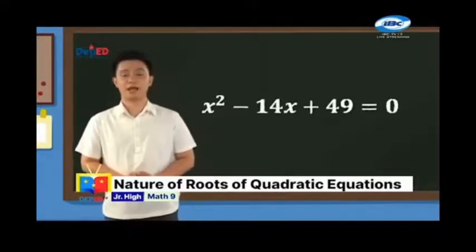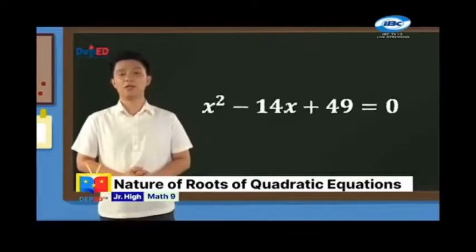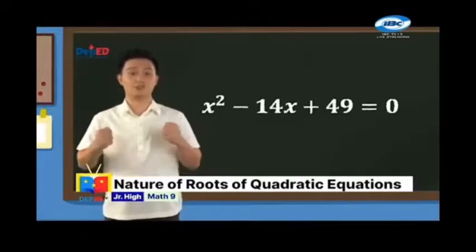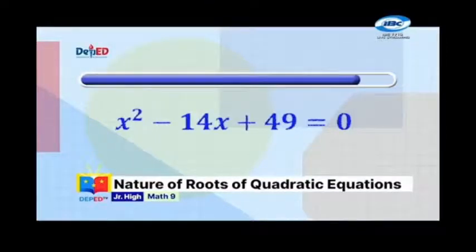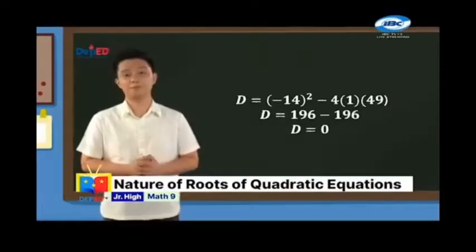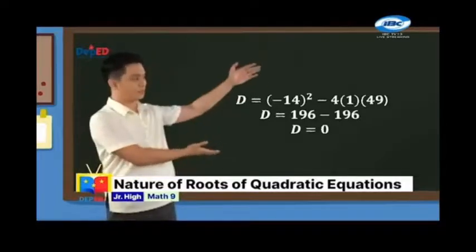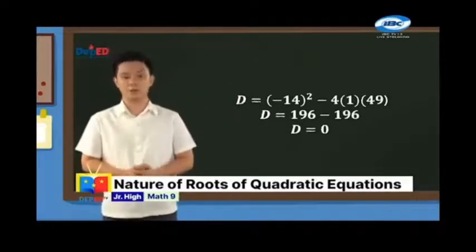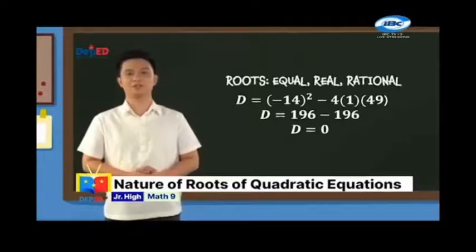Equation number 3. x squared minus 14x plus 49 equals 0. Your answer in 15 seconds. Let's do this. And time is up. The discriminant is equal to 0. See the computation. It is exactly 0. So, the roots are equal, real, and rational.